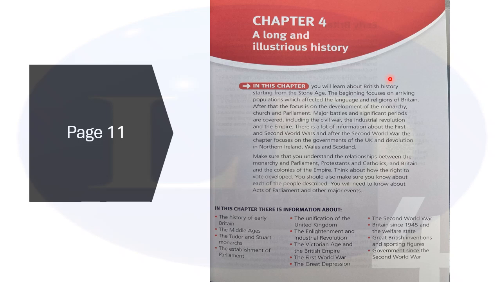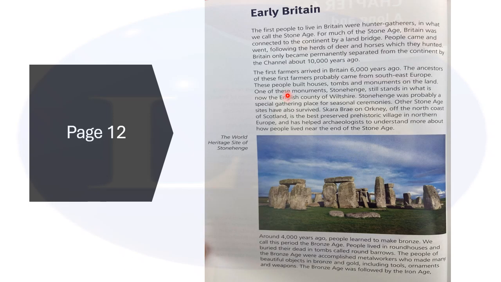All right, as I said, this is the longest chapter in this book, and probably the most important, and at the same time difficult as well. So please make sure that you pay attention. A long and illustrious history, which means that we will be looking at British history over a very long time, and see what different stages Britain went through. So let's begin, and I will use the highlighter where I need to highlight things.